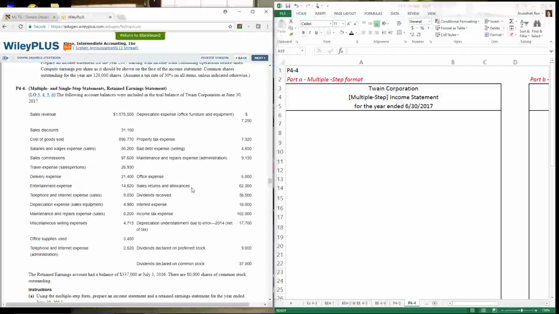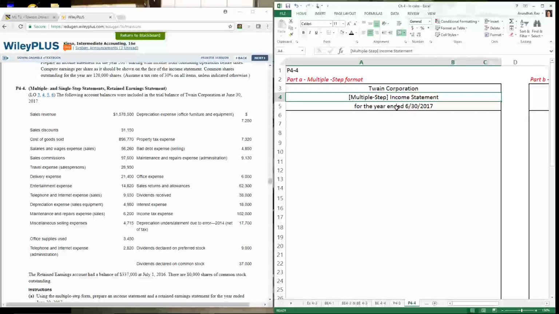So to take an overall approach as to how we would handle this problem, we start out with the multi-step income statement and look at what needs to be prepared, the format first, before we look into the items that are listed. So in the multi-step income statement, as with the single-step income statement, we have the name of the company, name of the statement, and the period that it relates to.